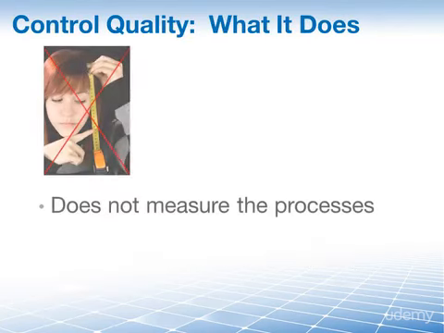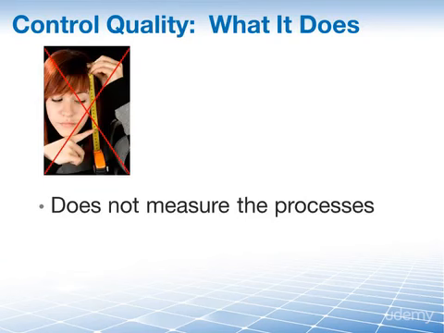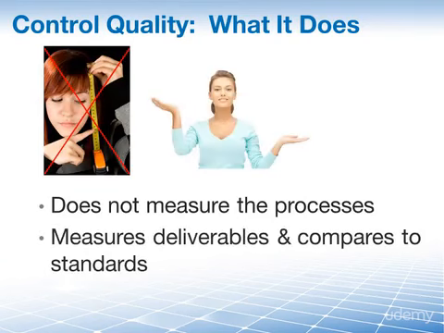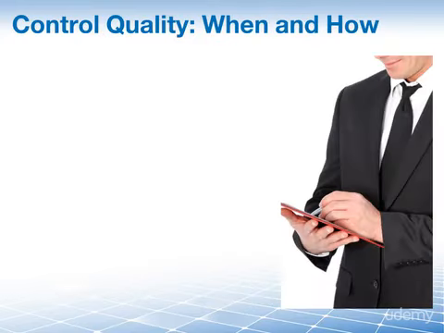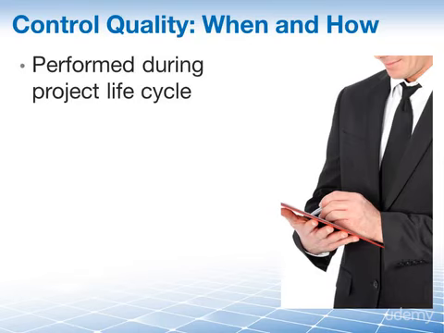Control quality, on the other hand, doesn't measure the processes. Instead, it measures the deliverables and compares them against the standards so you can eliminate those deliverables that have not been built to standard. Control quality is a process that is not just done once. This process is performed throughout the complete project lifecycle.